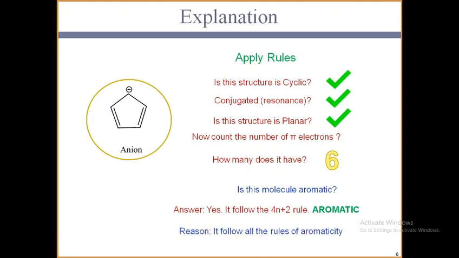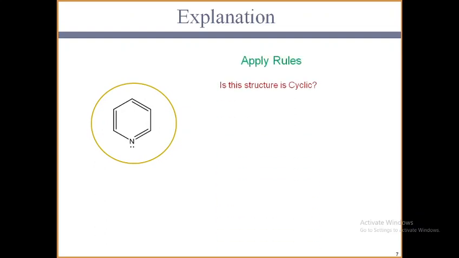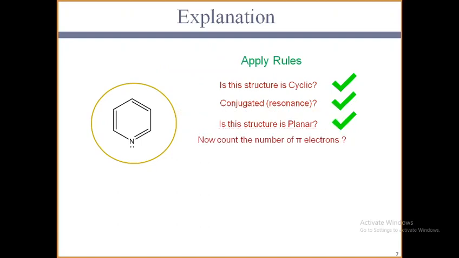Now we'll move to the next example. This one is a heterocycle, and the name of this heterocycle is pyridine. Now we apply the rules. Is this structure cyclic? Yes. Is conjugation or resonance possible? Yes, delocalization of electrons is possible. Is this structure planar? Yes. Now count the number of pi electrons. How many does it have? So there are a total of 6 pi electrons involved in the delocalization. So the number of electrons is 6.